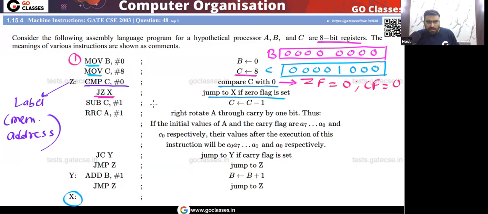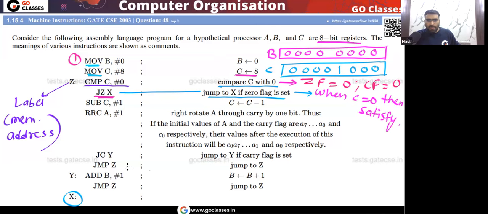You tell me one thing. When will the zero flag be set after this instruction? Basically I'm asking when the condition will actually be satisfied. After this instruction, you are checking the zero flag. If the zero flag is set, then you jump directly to the location X. So this will happen when C is zero. Very simple. When C is equal to zero, then this condition will be satisfied.